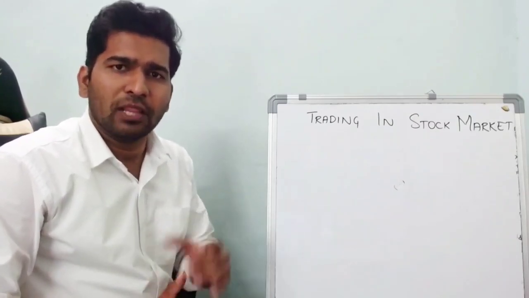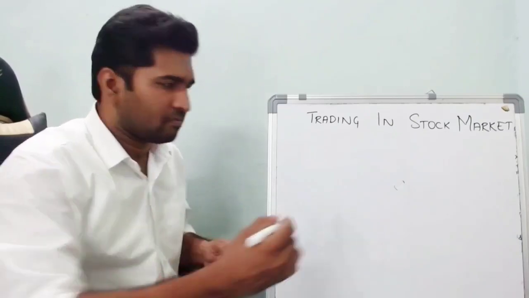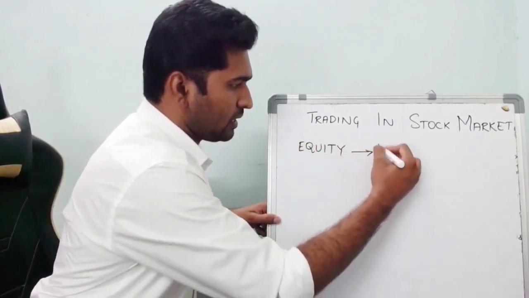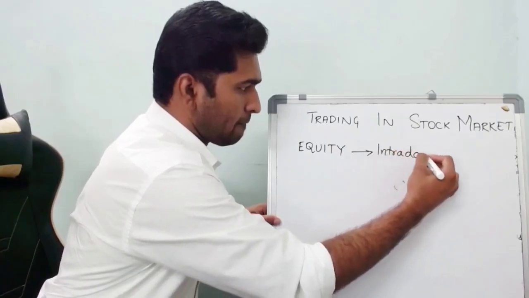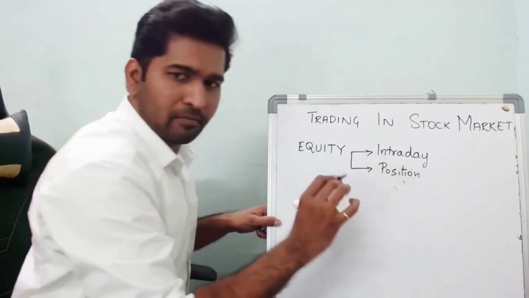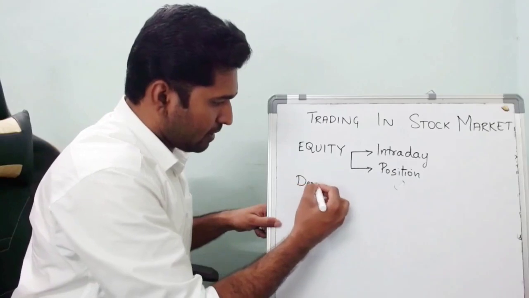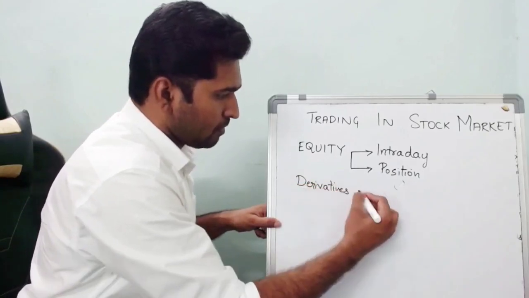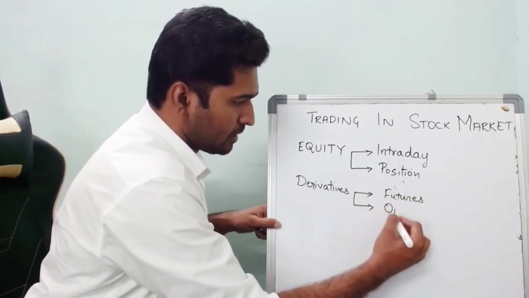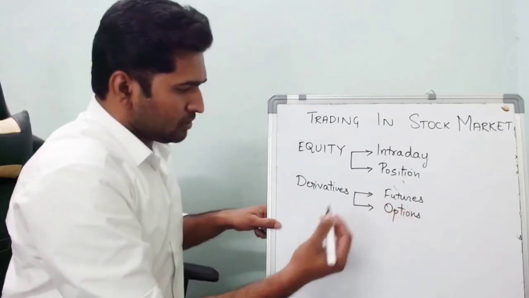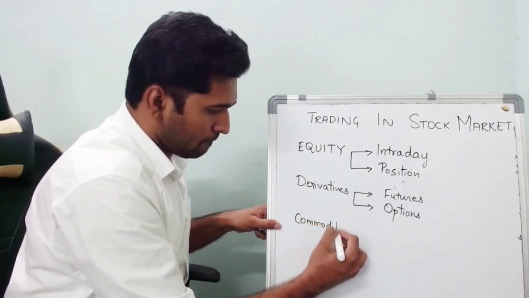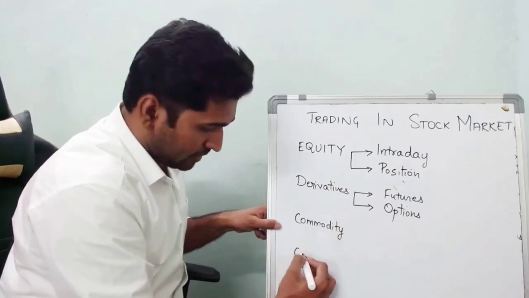For example, what are the products that we have for us to trade? We have equity, where we can do intraday trading and position trading. Then we have derivatives, where we have futures and options. Apart from equity, we also have the commodity segment and the currency segment.